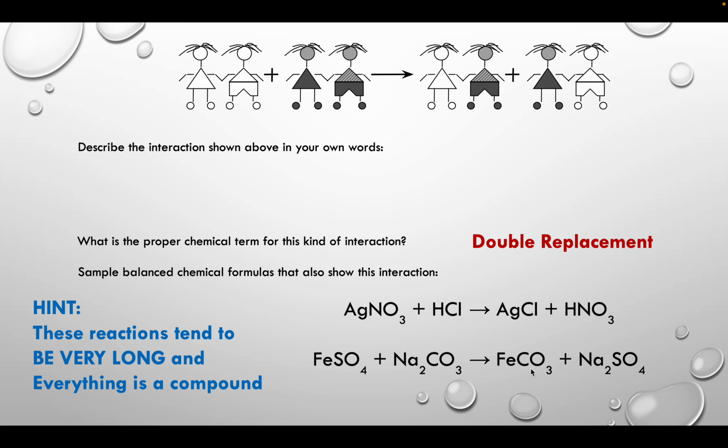If you want a hint, the easiest way to spot them is that they're super long. You have to have two compounds on both sides to be double replacement. And so that usually takes a bunch of letters. So if you see them in a list, you'll see like some reactions are short when you write them out and some of them are long. If it's really long, it's going to be double replacement.